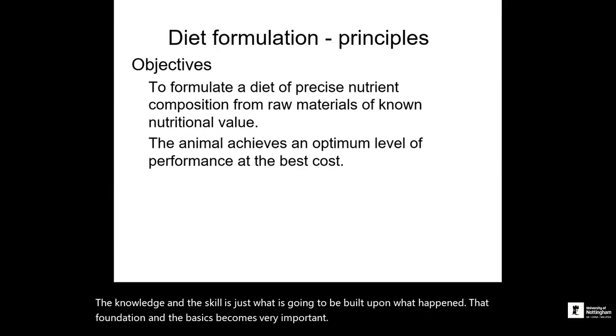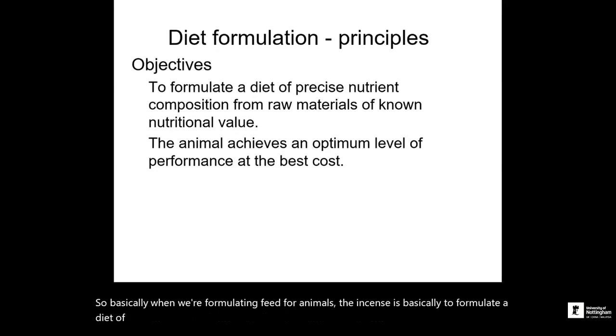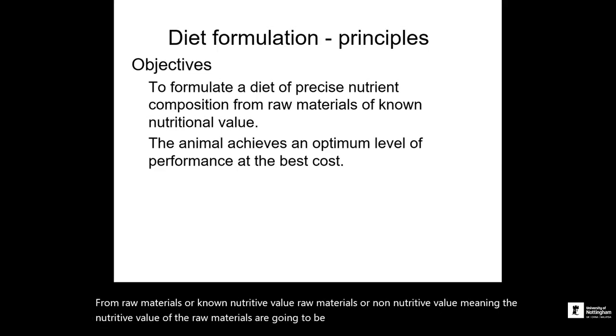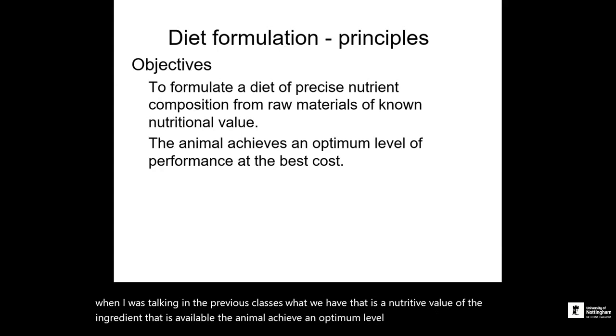So basically, when we're formulating feed for animals, the end sense is basically to formulate a diet of precise nutrient composition from raw materials of known nutritive value. Raw materials of known nutritive value, meaning the nutritive value of the raw materials we're going to be using, we have to know them. You see, when I was talking in the previous classes, what we have, that is the nutritive value of the ingredient that is available. The animal achieves an optimum level of performance at the best cost.